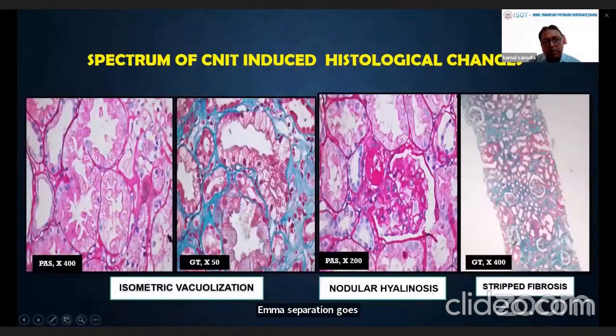So here you can see the spectrum of CNI-induced histological changes. This is the acute stage of cyclosporine toxicity where the tubules have isometric vacuolization and the vessels are showing hyalinosis, that is a beaded kind of hyalinosis. And in advanced cases, the complete vessel wall is converted to a circumferential type of hyalinosis. And in the later chronic stage, there is interstitial fibrosis, that is a striped kind of fibrosis. We can see the band of fibrosis with normal tubules.